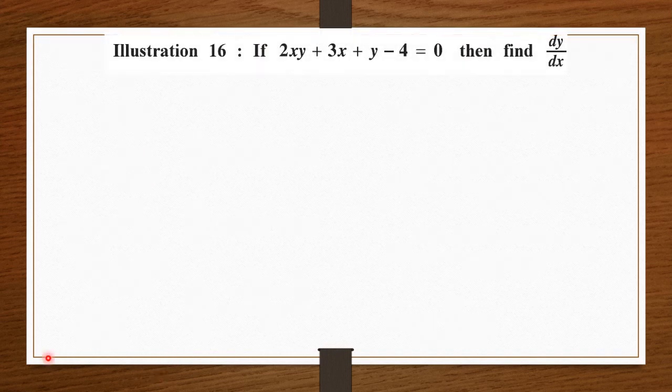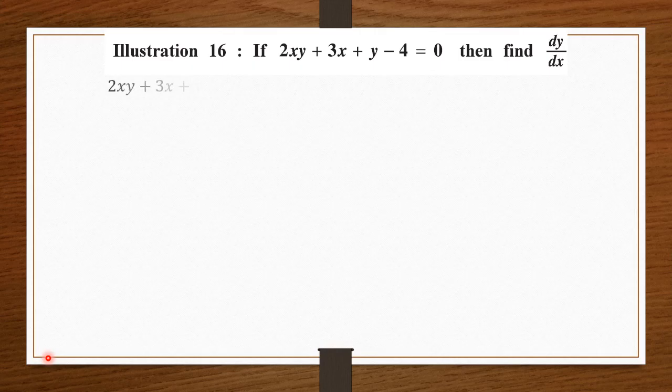Next illustration is illustration 16. This might seem a bit different, as we have two variables here, x and y: 2xy plus 3x plus y minus 4 is equal to 0. First of all, we have to convert it into our regular y variable. We know that y is a function of x. So on one side of the equation we just need y, and on the other side we need everything else.